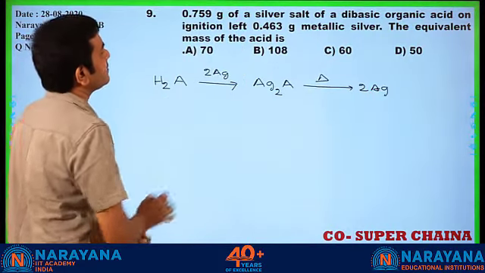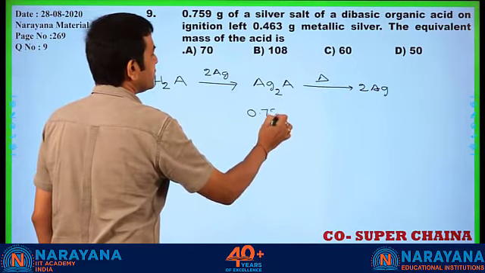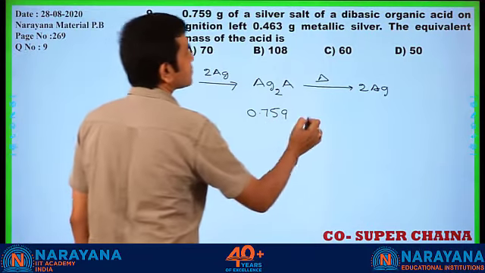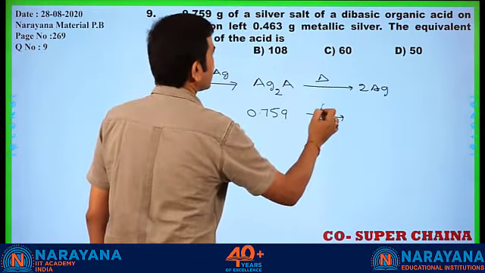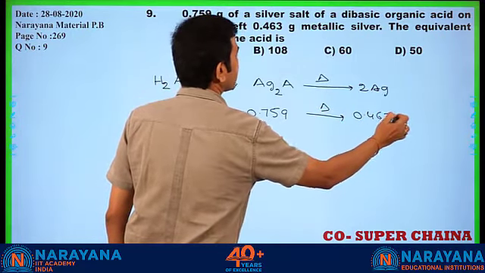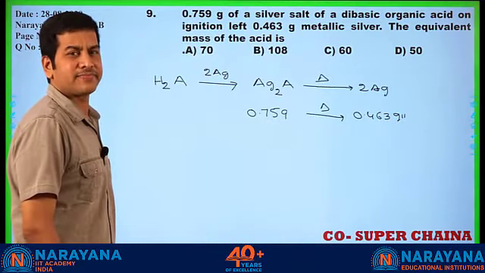What is the given data? 0.759 grams of silver salt of dibasic acid, on ignition, leaves 0.463 grams of metallic silver. That is the given data.